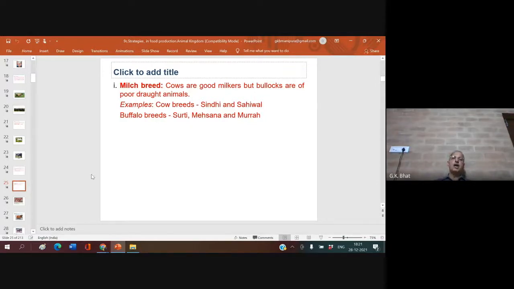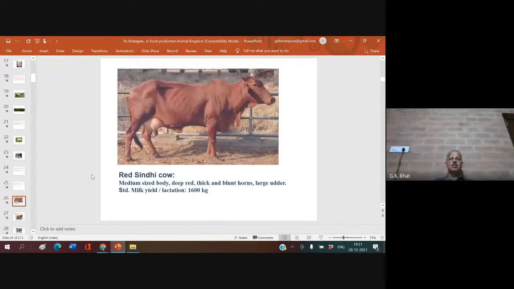Would you like to see them? Okay, let me show you. This is the Red Sindhi. This is a Sindhi cow. How much milk does it give? Look at its udder. How big the udder is! The udder, called ketchalo in Kannada, and these are the teats. You know, you always come across four teats.